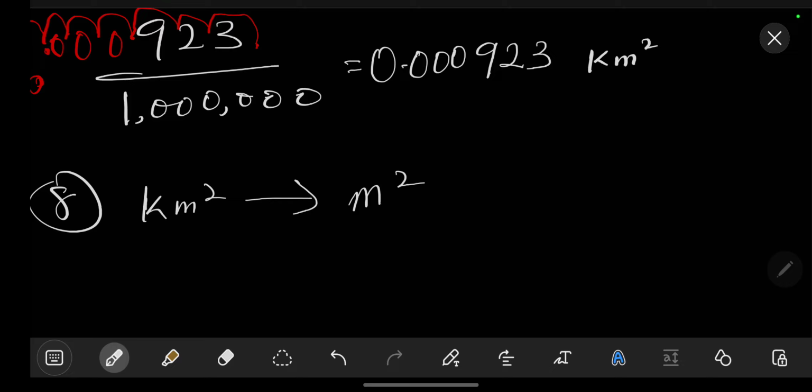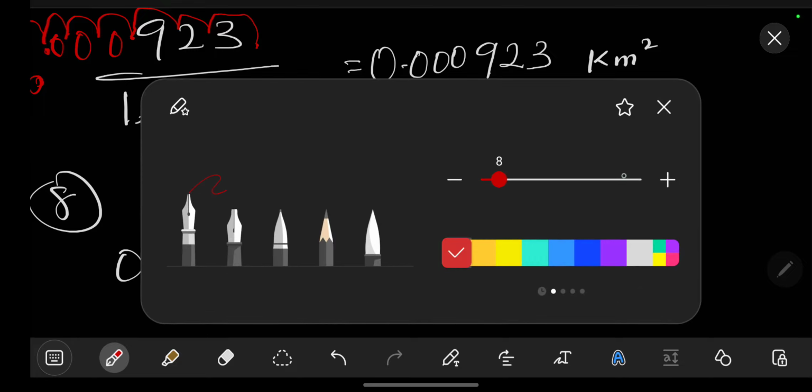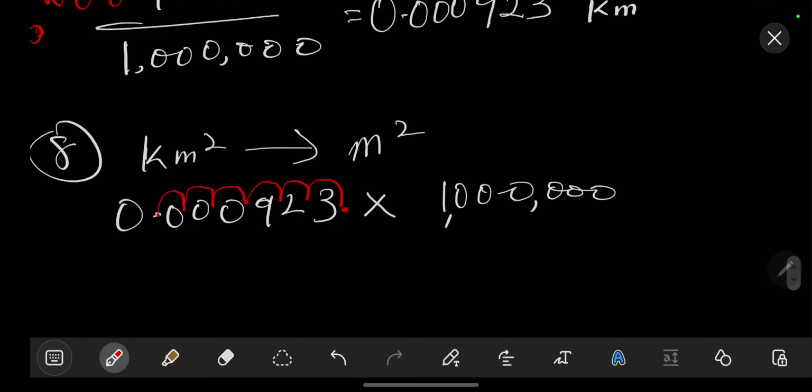So if you were to go forward again, let's say you want to convert from kilometer square back to meter square. You want to go forward. So you know you're multiplying, right? You take 0.000923 and multiply it by 1 million. And you know we are dealing with 6 zeros here. You're going to move forward. Your point is here, remember. 1, 2, 3. You see that now? 4, 5, 6. You keep moving your point until you get to the front of the first number. That is it. So this now gives me 923.